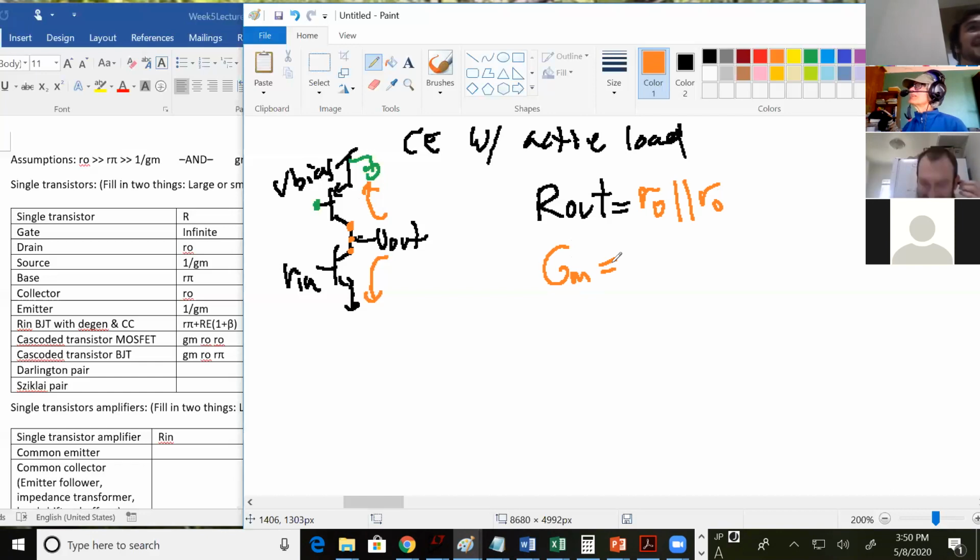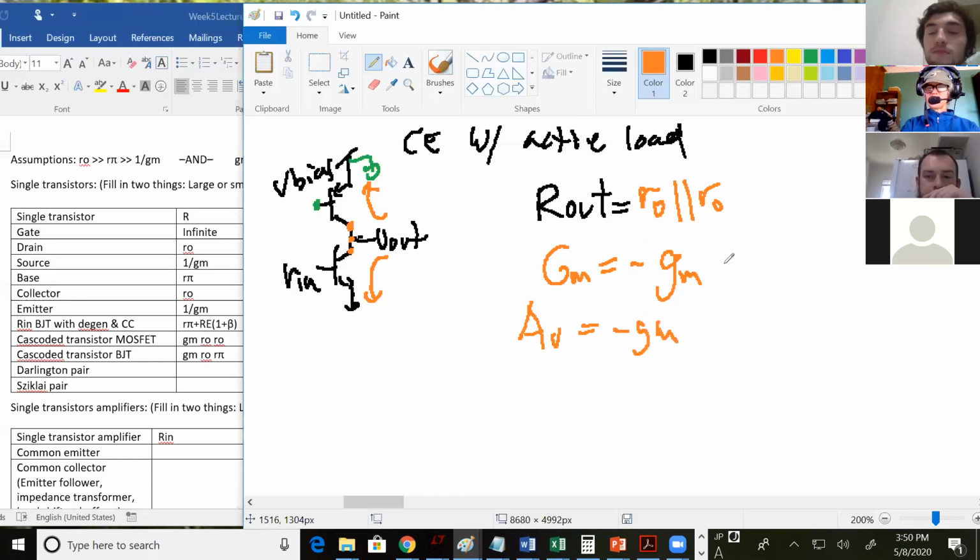Is there degeneration? No. Okay, so GM is just going to be a little GM. Is it a plus or a minus? A minus. It's still a common emitter, and common emitters are inverting, so you have that. Okay, so your AV equals your GM times your R out.